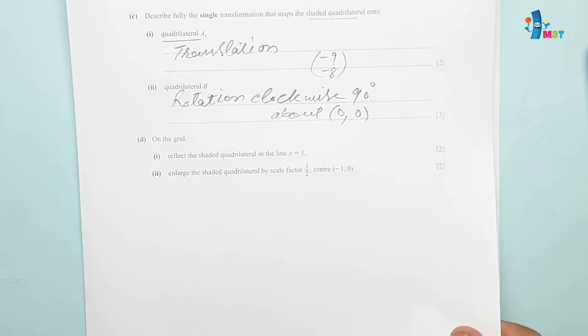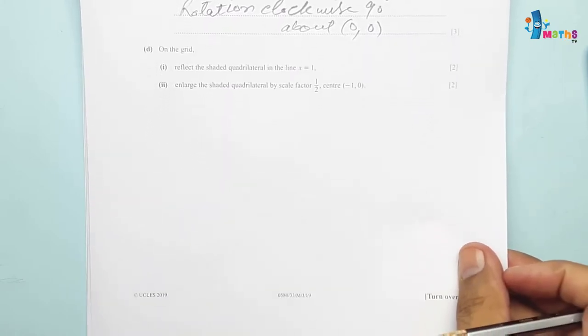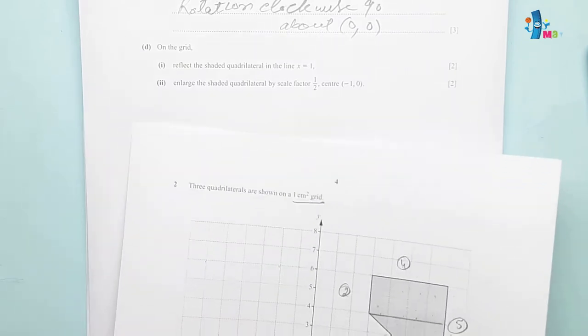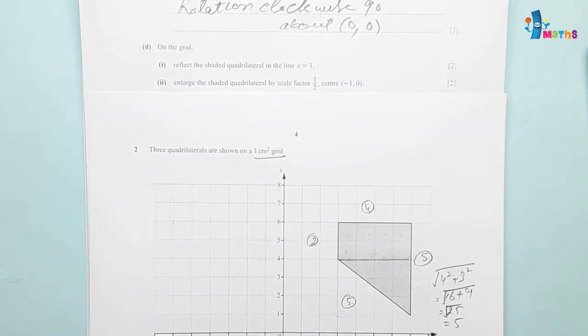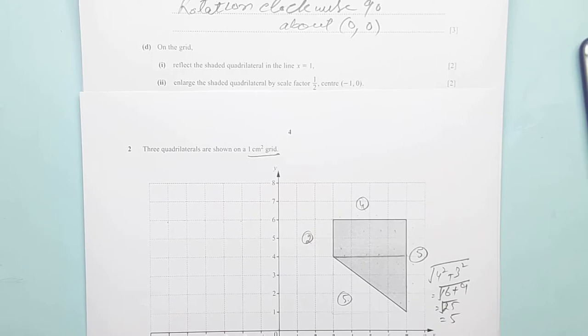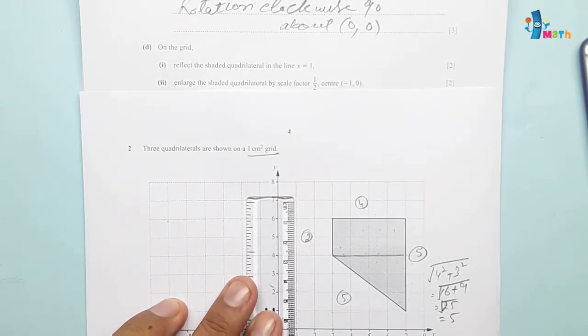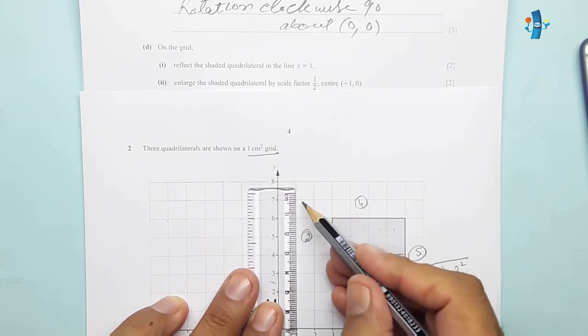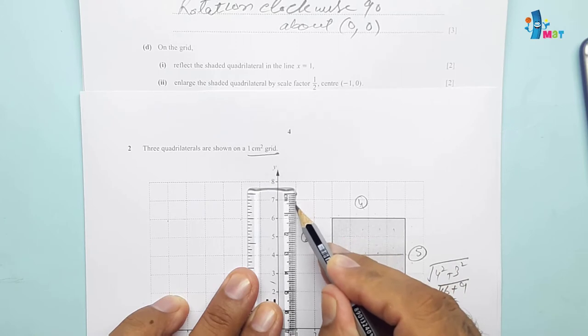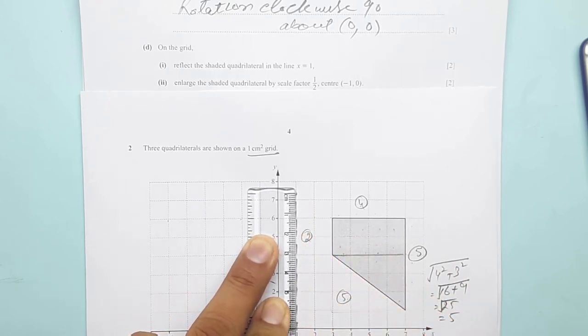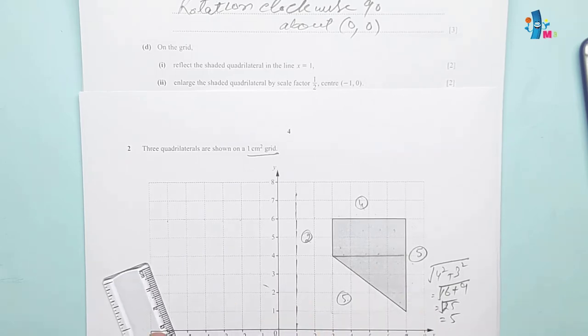reflect the shaded quadrilateral in the line x is equal to 1. So this is the shaded quadrilateral, and the line x is equal to 1 we have to draw. x is equal to 1 is this line, so we can draw this line over here, a dotted line. This is the dotted line. Now we have to reflect this.